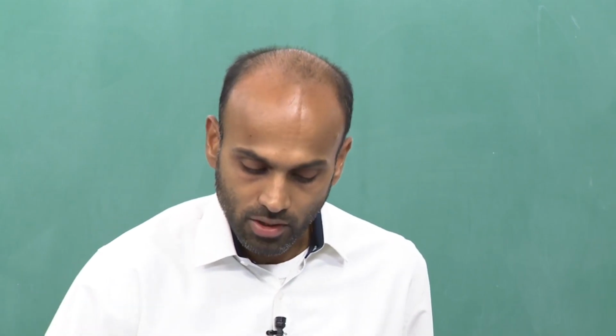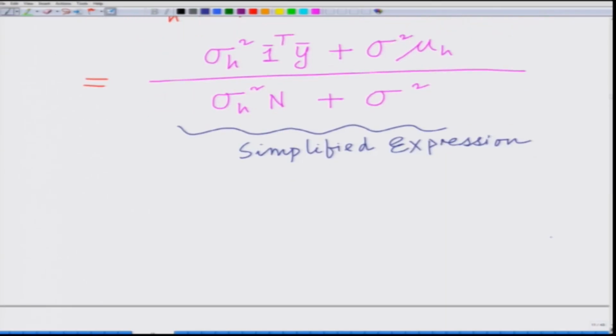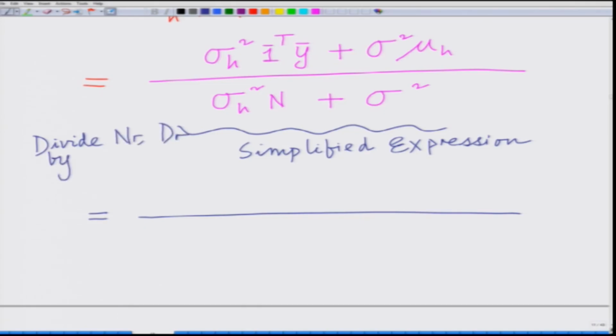Alright. And now I am just going to put it in a slightly more intuitive form. What I am going to do is divide numerator and denominator by sigma h square sigma square. So, divide numerator, denominator by the product sigma h square sigma square.